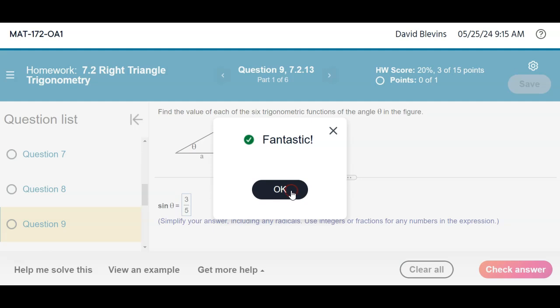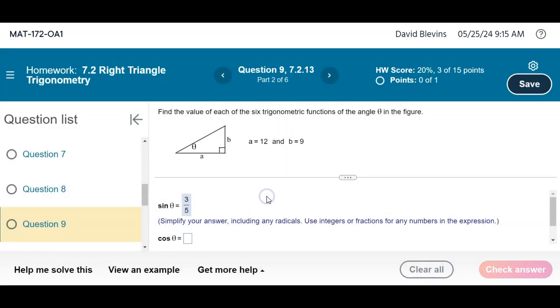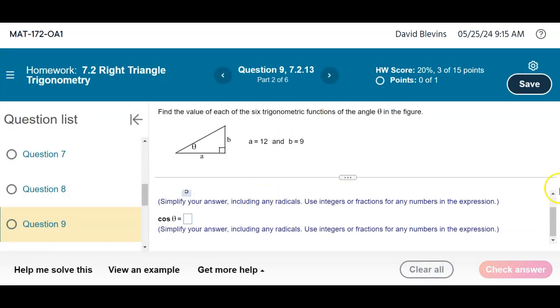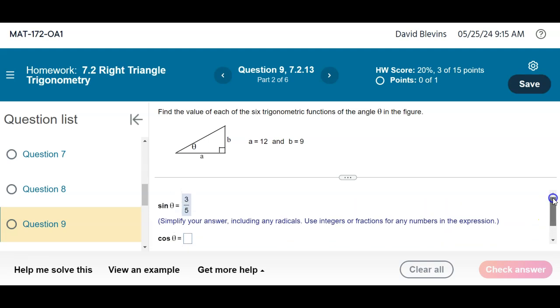So what that means is cosecant, when it's time, is going to be the reciprocal of that. So when I get to cosecant, I don't have to start over or anything, I just flip that over. 5 over 3.